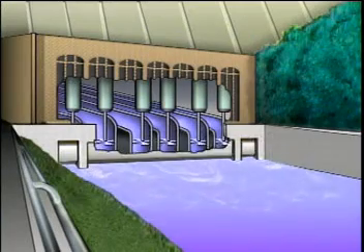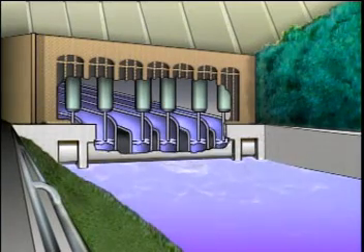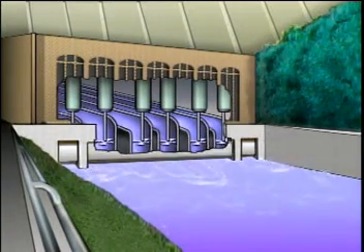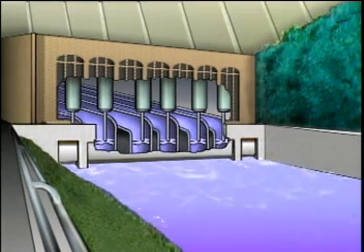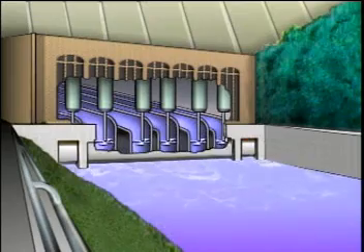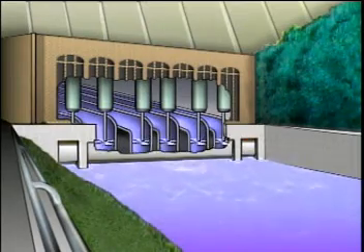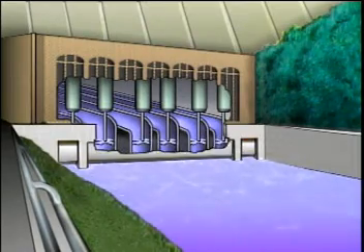A hydroelectric plant may have several water turbines and generators. The force of the water flowing from the dam pushes against the blades, causing the blades and the shaft to rotate. This creates the mechanical energy that the generator converts into electrical energy.